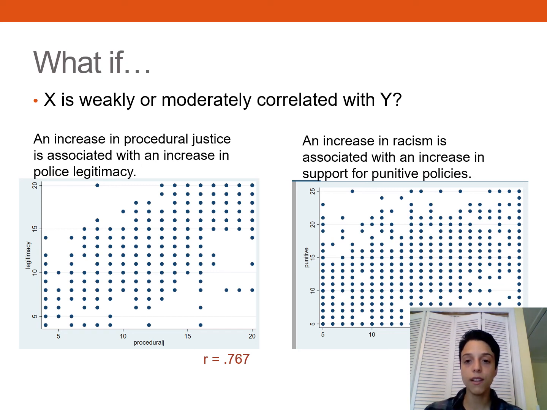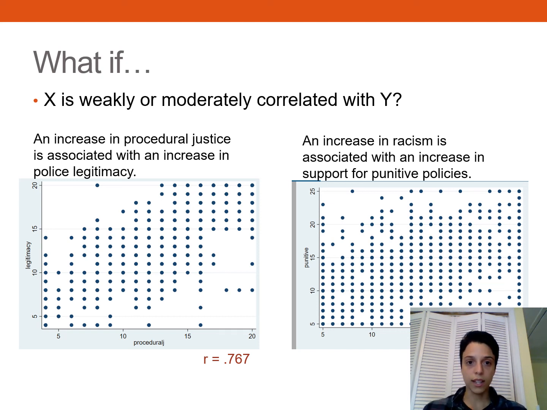So you can see on the scatter plot there that it looks a bit fuzzier. It's less clear that there's a line going in any particular direction, but if you squint, you can kind of see that there's a positive relationship. So as people express more racism, they also tend to be more supportive of punitive criminal justice policies. And this is another really well-established finding in criminal justice research.